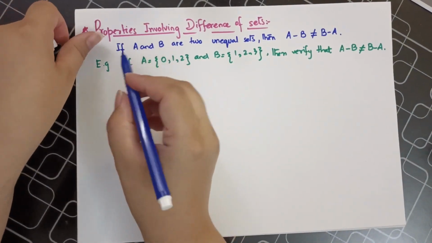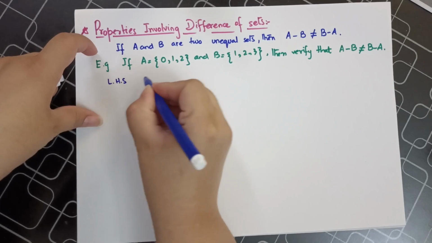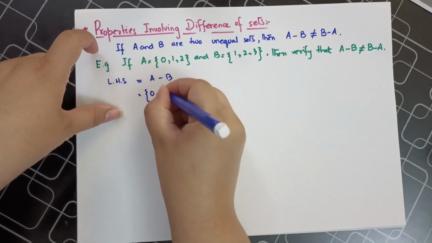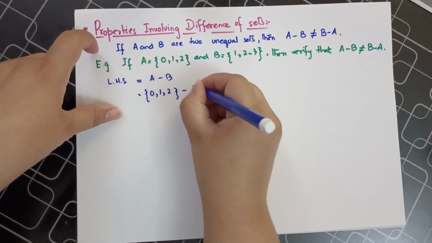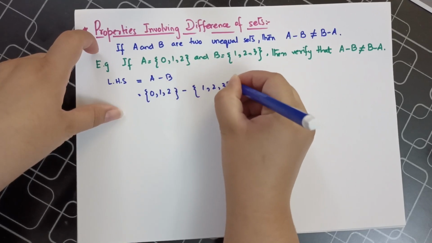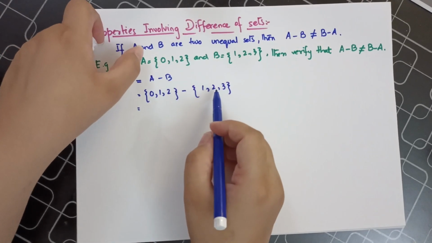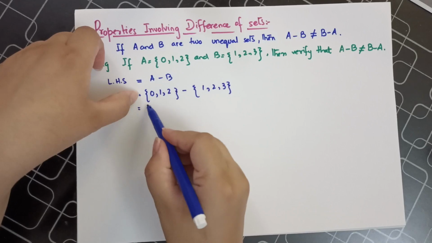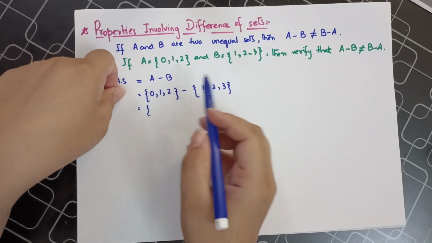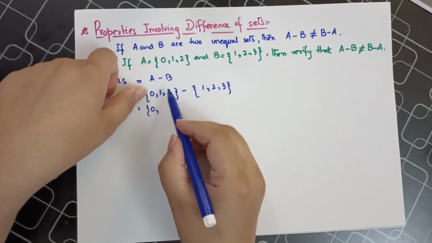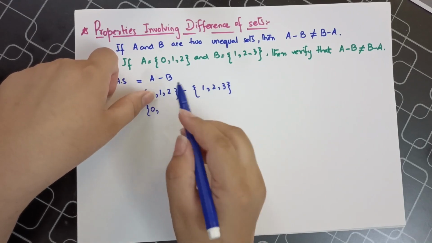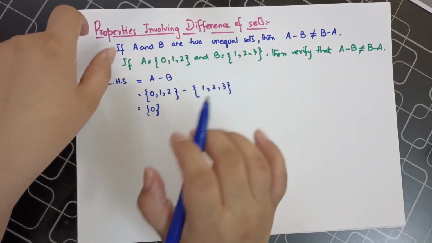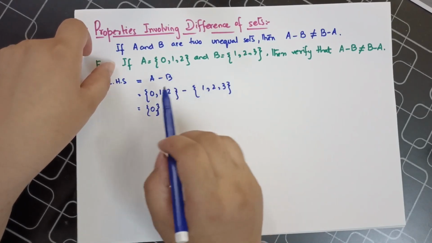Let's talk about the left hand side, which is A minus B. Here A is 0, 1, 2 minus 1, 2, 3. In subtraction, it means that we are only going to subtract the elements of B from A, and the rest of the elements of A will be written as they are. So 0 will be written as it is, and here you can see that 1 and 2 are present. While subtracting 1 and 2, the element 0 remains only, because 1 and 2 are present in B, so they are subtracted from here.